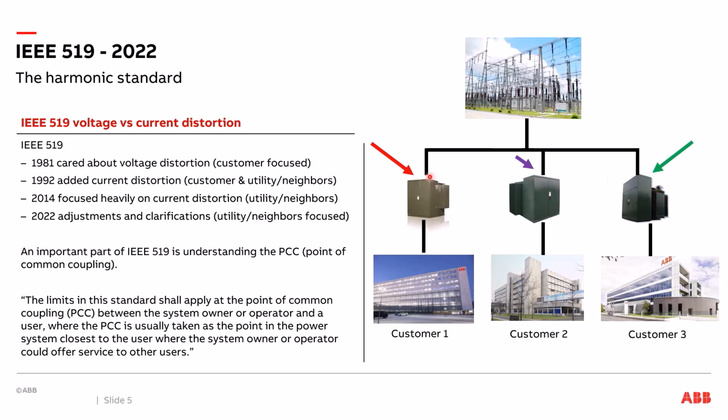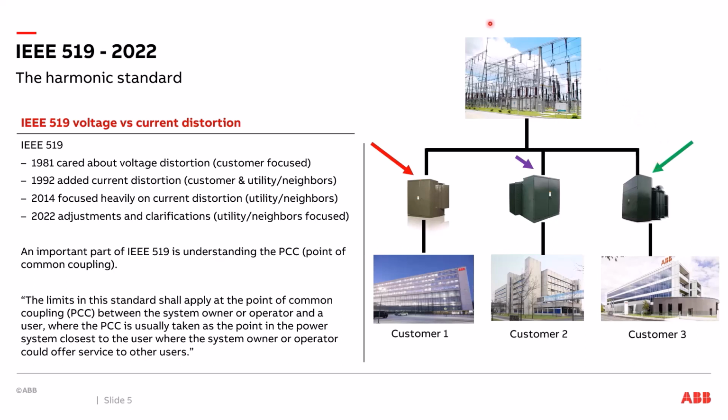So the point of common coupling is right where these arrows are. It's where the system is closest to the user, where the system owner operator could offer service to other users, which is right where these arrows are, typically the primary side of that transformer. In the real world, when folks go out to do measurements, it's a lot safer and easier to do this on a 480 volt side than on a 13.2 kilovolt side. So you'll see measurements taken here, but the standard actually applies to the primary side, in this case, for the point of common coupling. So when we talk about generators, understanding this PCC is going to be an important item.